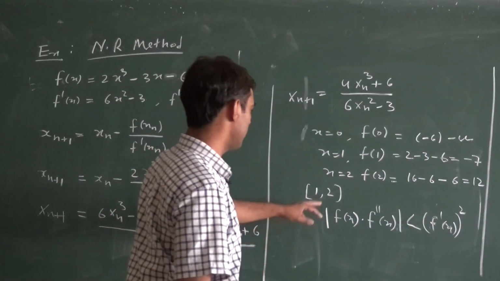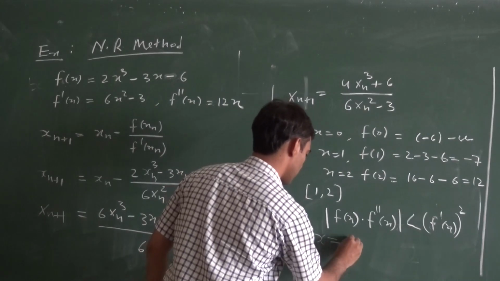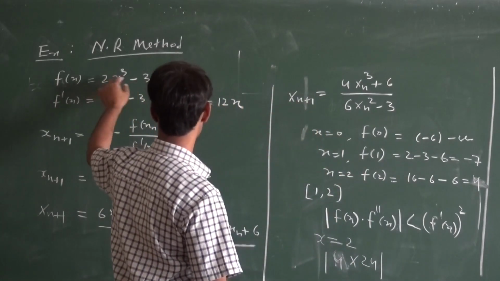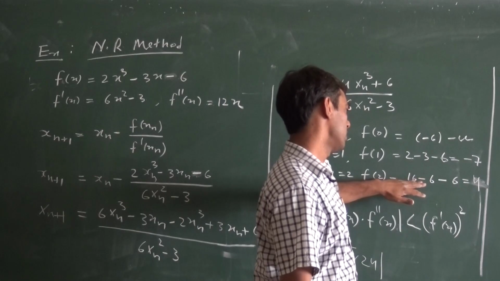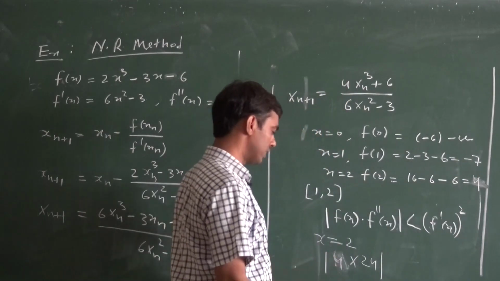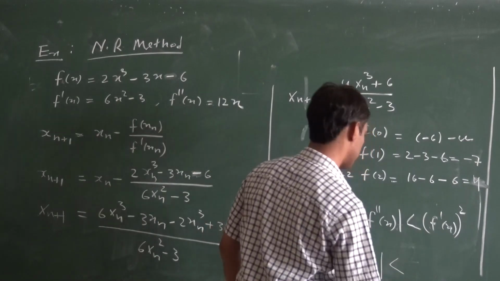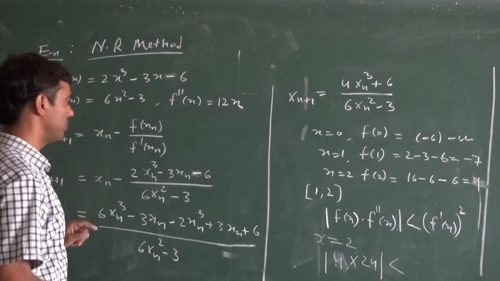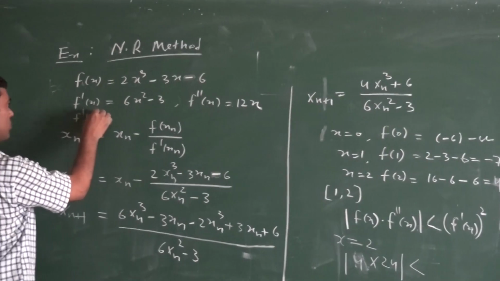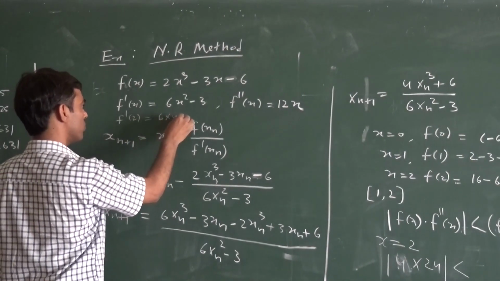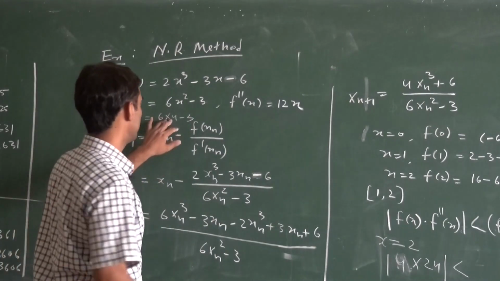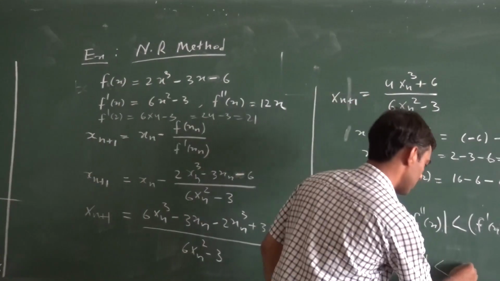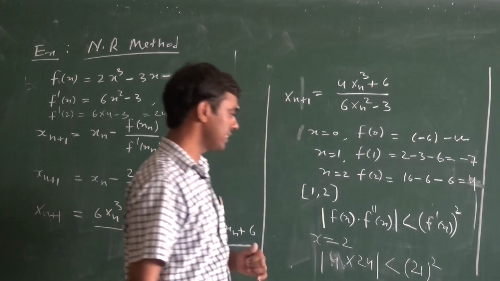So what is the value if we choose x equal to 2? f of 2 is 16 minus 12, which is 4. So 4 into 24, this must be less than f dash 2 whole square. What is the value of f dash 2? f dash 2 is 6 into 4 minus 3, 24 minus 3, which is 21. So this is 21 square, so this condition is true.